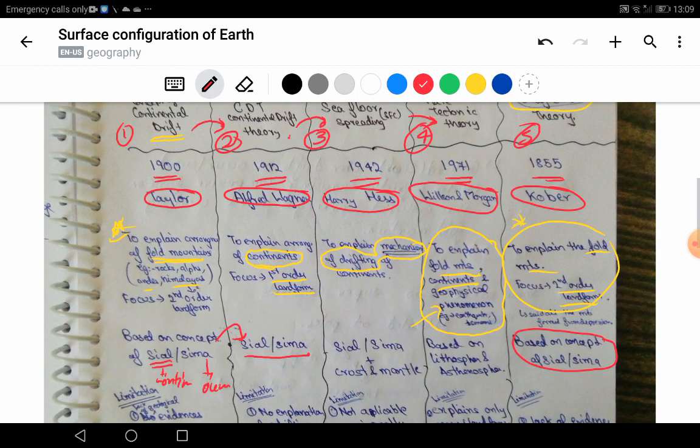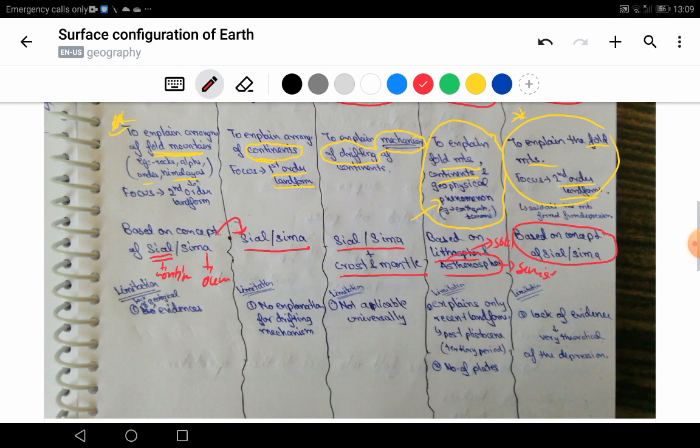By the time sea floor spreading came in 1942, it was also discovered that there is something as crust, and there is something as mantle which is semi-solid in nature. So these kinds of things were developed. So this was based on Sial, Sima, and crust and mantle. Then plate tectonics came. It was based on lithosphere and asthenosphere. Lithosphere is the solid part, and asthenosphere is the semi-solid part of the earth. So it was based on this.